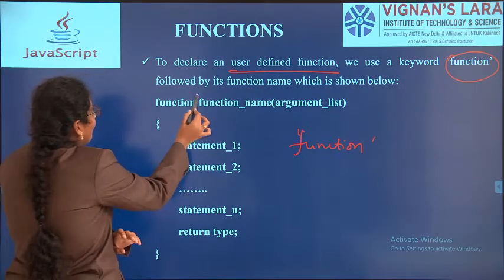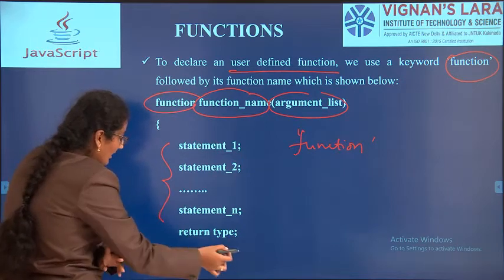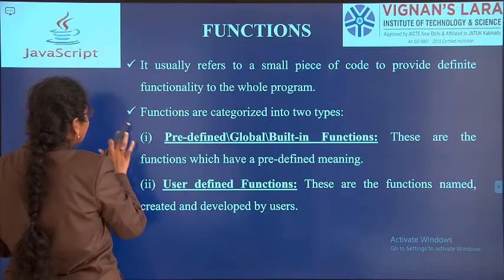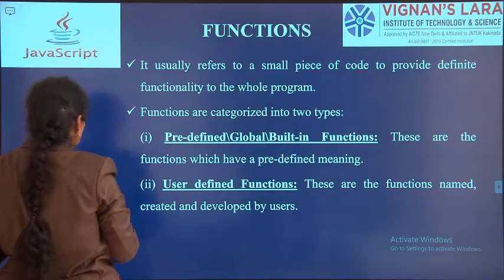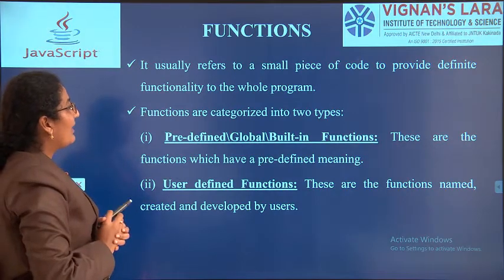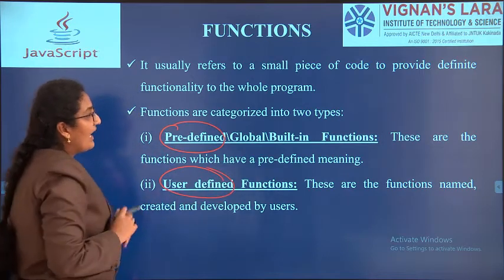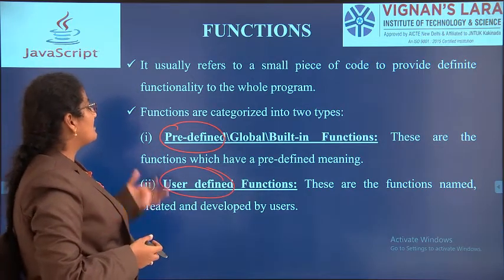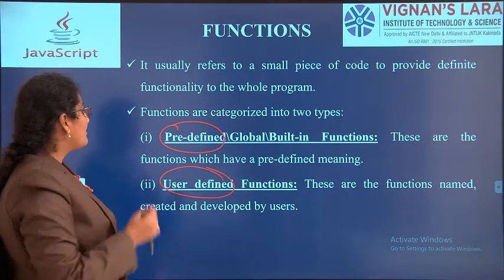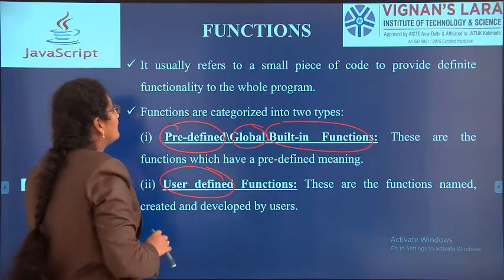See here: function name, argument list, statements, return type. This is the syntax. So we are discussing functions. Functions will be of two types, predefined functions and user defined functions. As we have objects, in the same way functions are also predefined and user defined. Predefined functions are also called built-in functions or global functions.